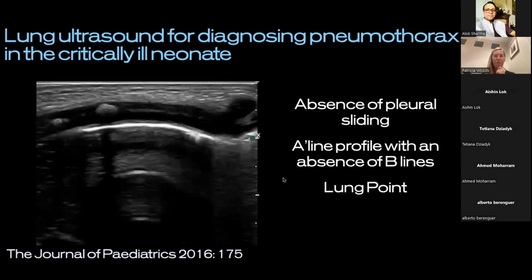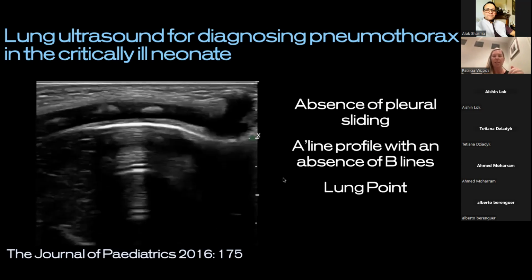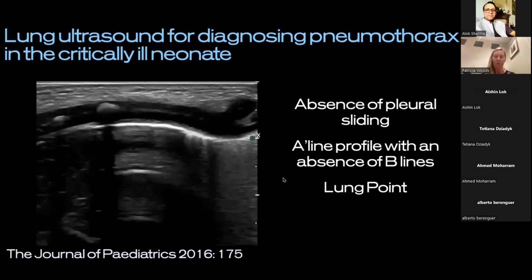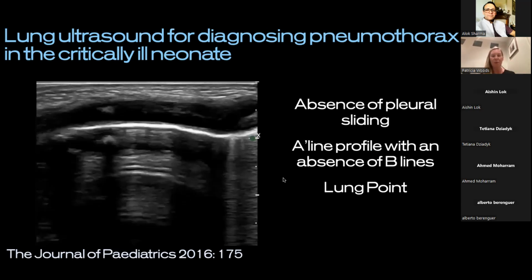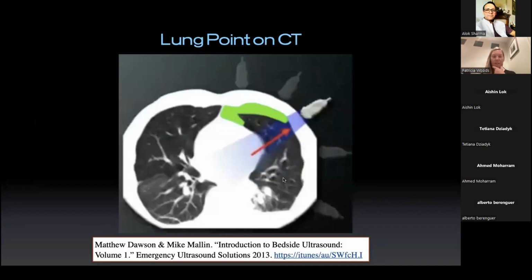So this is usually called the A prime profile: absence of pleural sliding, an A prime profile with absence of B-lines, and that special point there, lung point. What is lung point? It's really the physical limit of the pneumothorax where the parietal and the visceral pleura have separated and come back together.